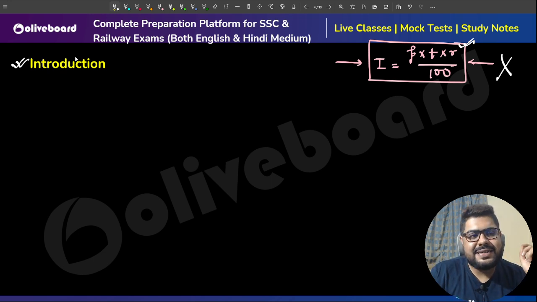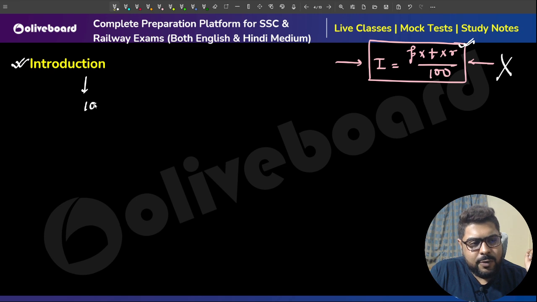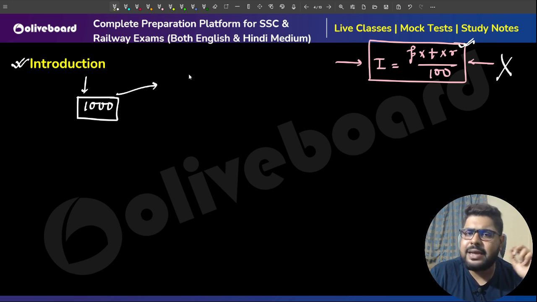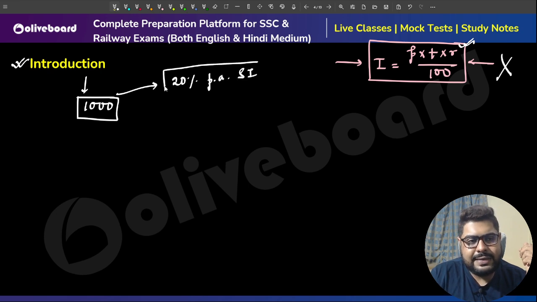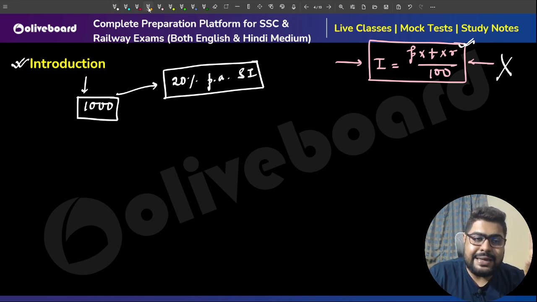Let's understand this. The basic idea: if I put 1000 rupees in a bank, and the bank says we will give you 20% per annum simple interest, SI. SI stands for simple interest. Per annum means per year basis. Every year I'll give you 20% as interest. Now please understand what it means.